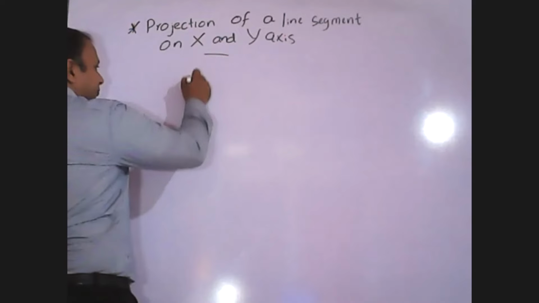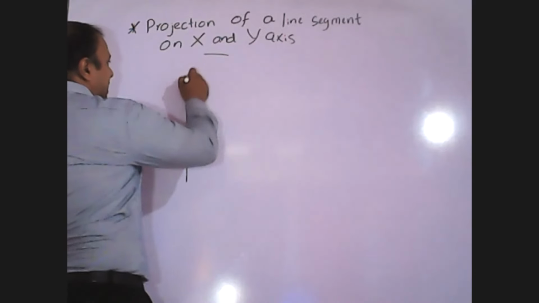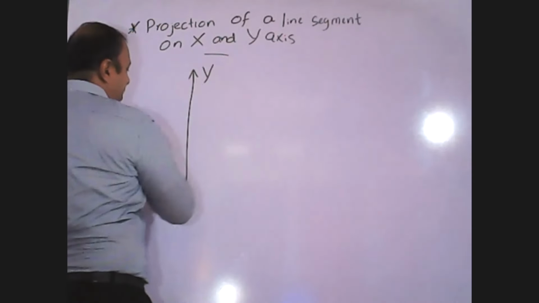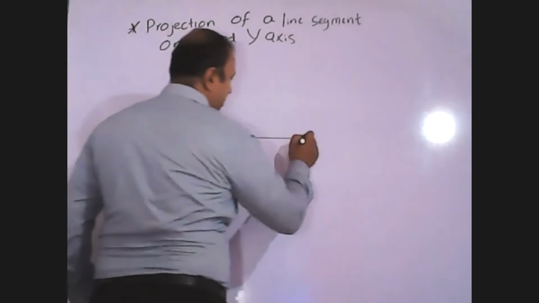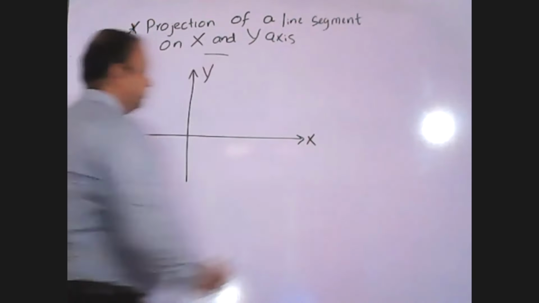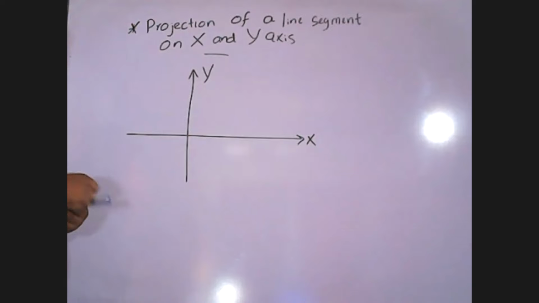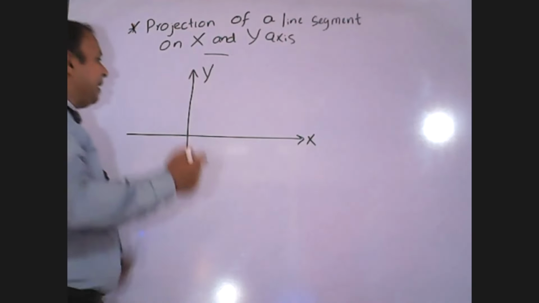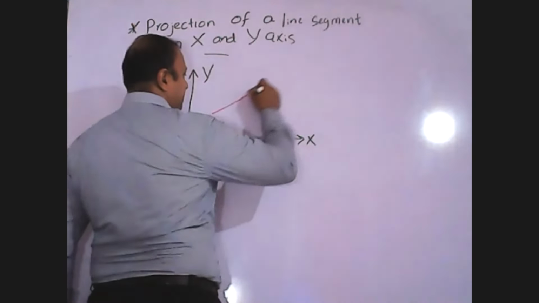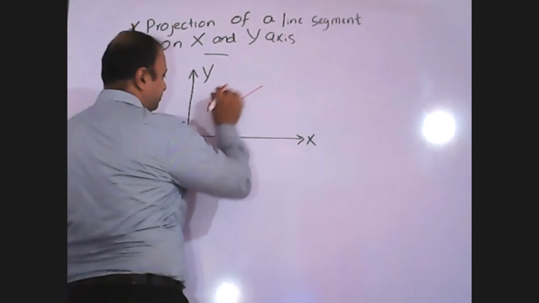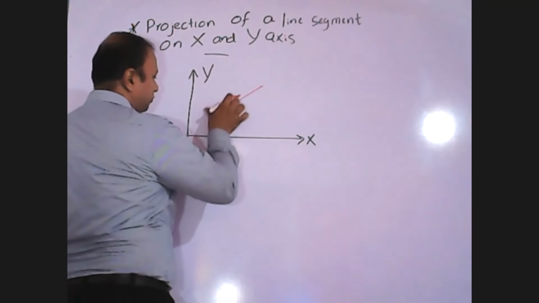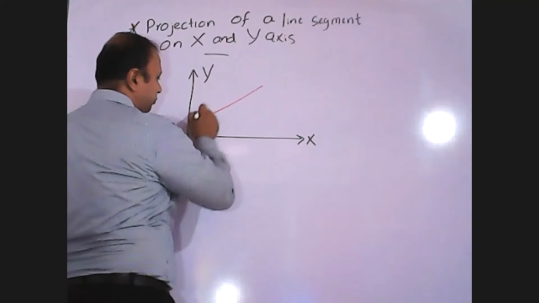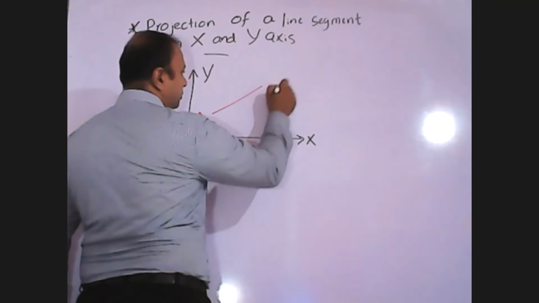Suppose there is the Cartesian coordinate system, y and x. And suppose we are given a line segment something like this, A and B.